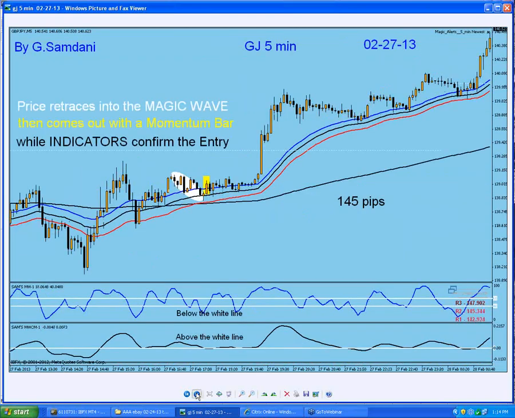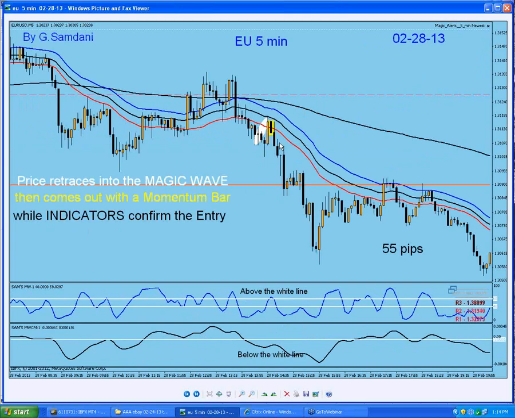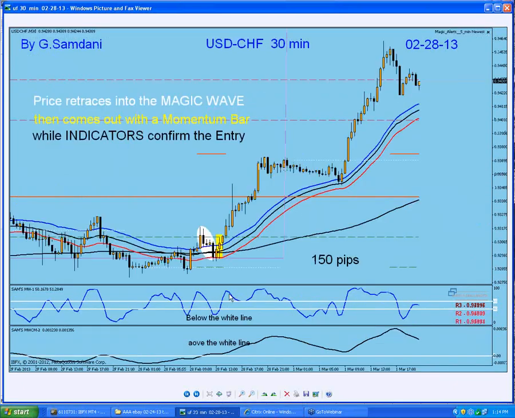Okay, this one, GJ, 5 minute, 2/27. Nice entry here. Gone for 145 pips. This is Euro USD 5 minute, 2/28, the next day. 55 pips drop. Not much, but this one was a beauty. 30 minute entry on USD Franc.